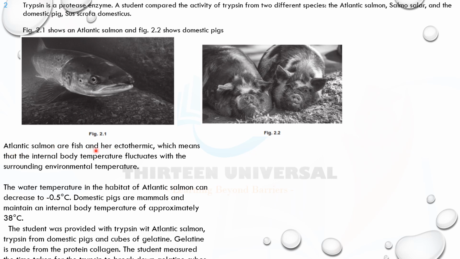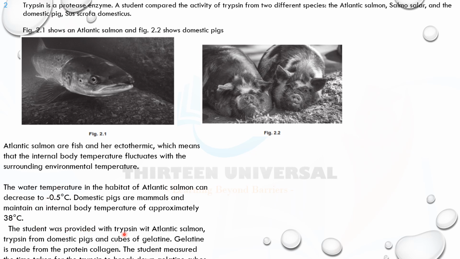Atlantic salmon are fish. They are ectothermic, that means cold-blooded, which means that the internal body temperature fluctuates with the surrounding environmental temperature. The water temperature in the habitat of Atlantic salmon can decrease to negative 0.5 degrees Celsius, and this guy still survives. Domestic pigs are mammals and maintain an internal body temperature of approximately this. These are clues that will help you to solve questions: this one maintains its temperature, but this one fluctuates.